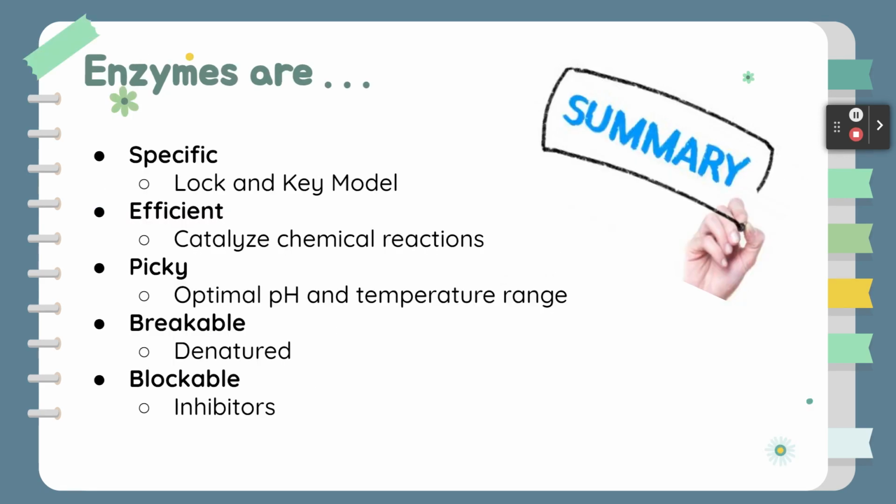All right. In summary, remember these 5 things. Enzymes are specific. We have the lock and key model. They're efficient. They catalyze or speed up chemical reactions. They're picky. They have optimal pH and temperature ranges. They're breakable. They can be denatured. And they're blockable because inhibitors can cause them to not work.